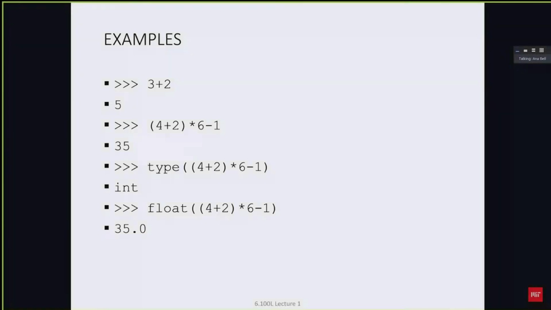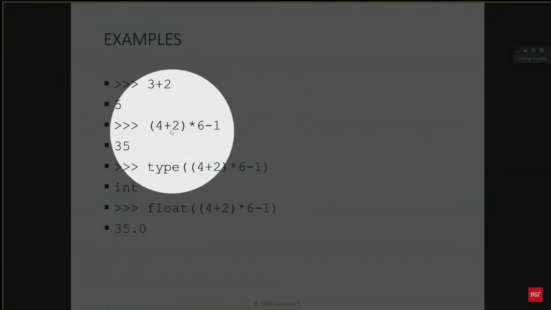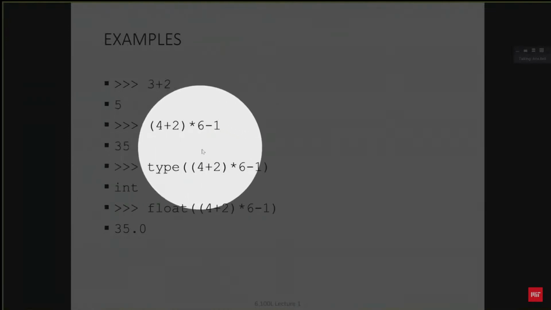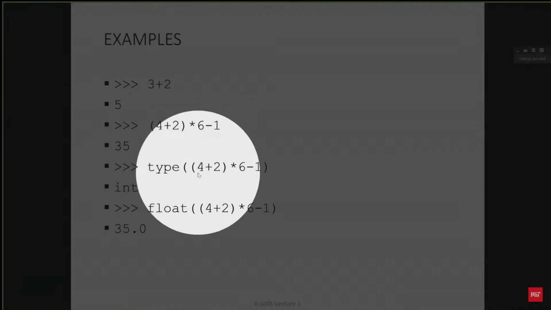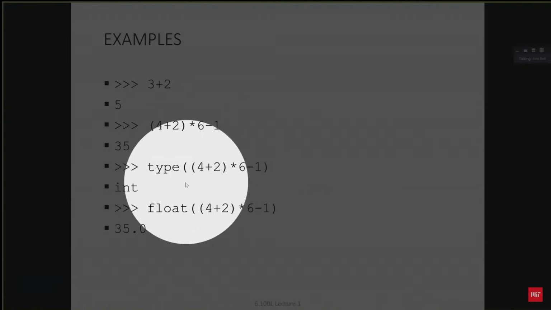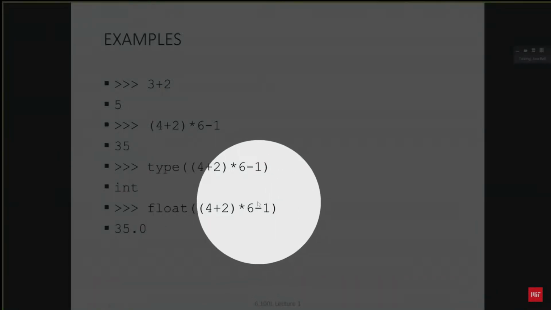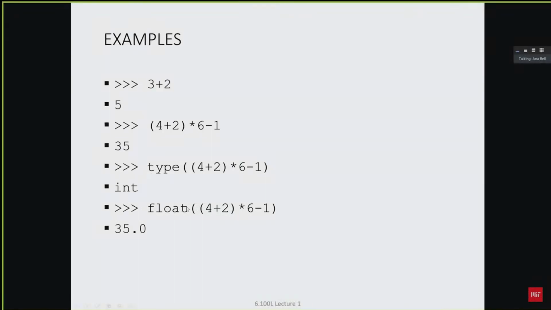So here's some more examples. 3 plus 2, again. We've got these examples with the parentheses. 4 plus 2 times 6 minus 1 obviously gives us the number 35. And then we can insert expressions wherever we'd like. So here I'm inserting that specific expression in the type command. And this is also an expression, like I just said, and its result is int. And similarly, we can also insert that expression here, and then we can wrap that around a cast, and it gives us a float. Yes?